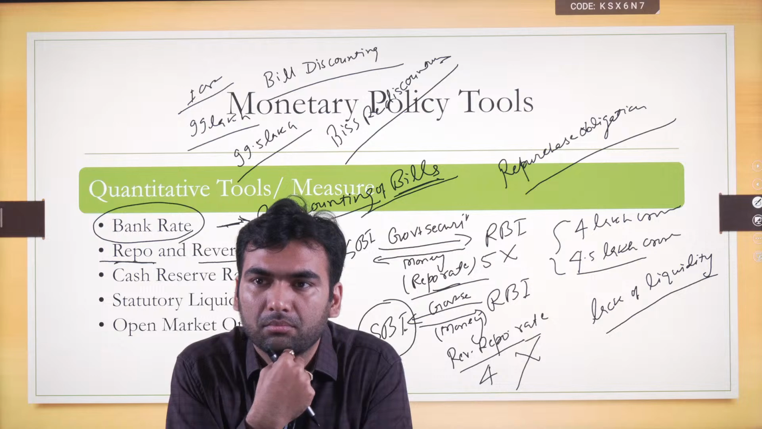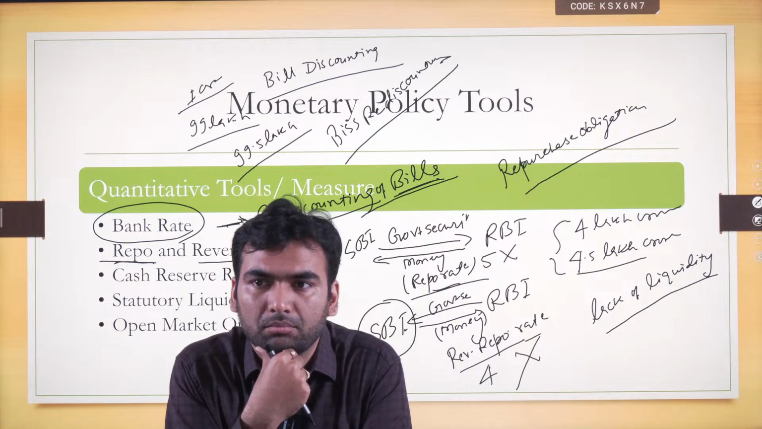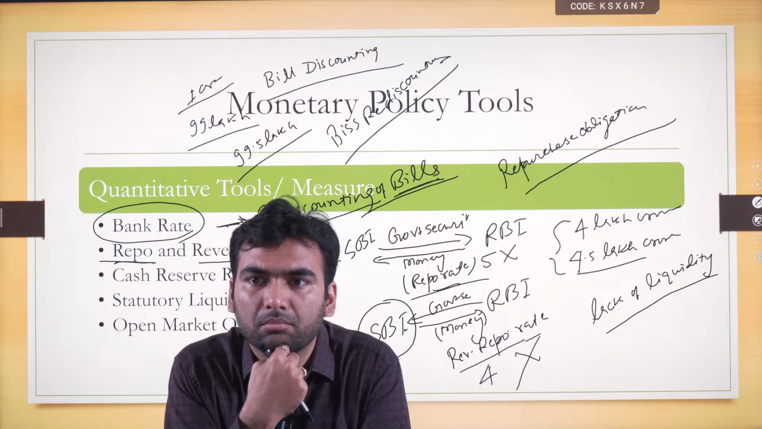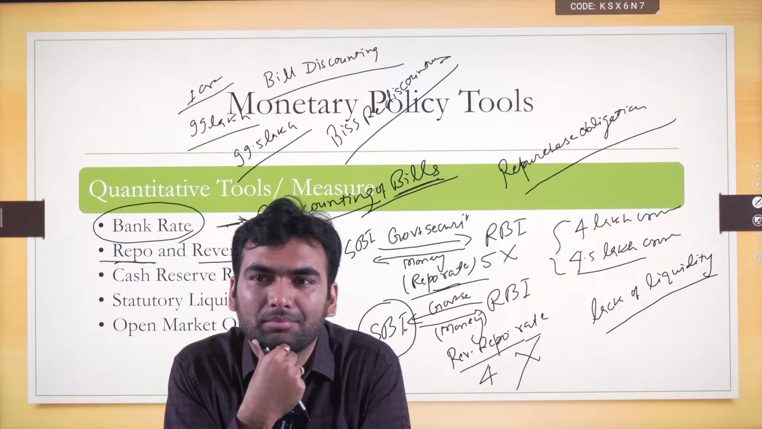If interest rate decreases, people will borrow money. Therefore, demand for goods increases. Therefore, it is a cycle.